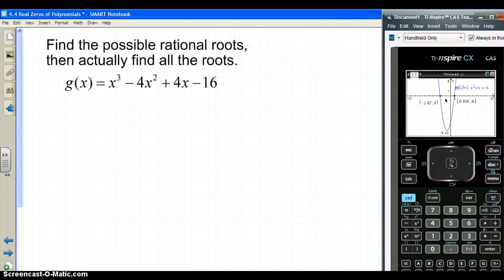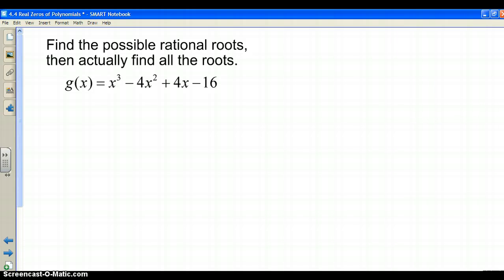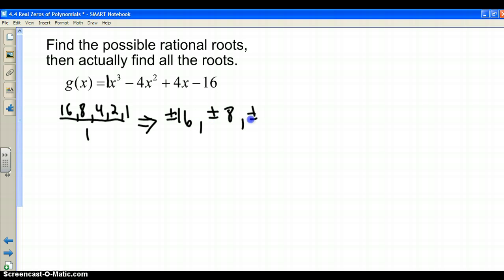Find all the possible rational roots and then actually find all of the roots. Okay? So let's figure this one out. Let's figure out all the possibilities here. I like to write it in fraction form first. Factors of 16: 16, 8, 4, 2, and 1. And the first coefficient there is 1, so the only possibility there is 1 in the denominator. So I've got plus or minus 16, plus or minus 8, plus or minus 4, plus or minus 2, and plus or minus 1.